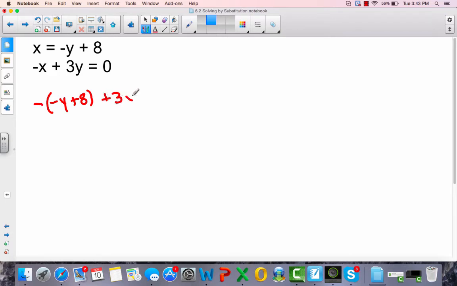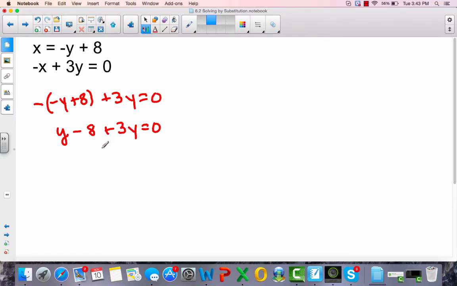Plus 3y equals 0. Negative, negative makes positive y. Negative, positive makes negative 8. Plus 3y equals 0. Did you start out right? Did you get this part?